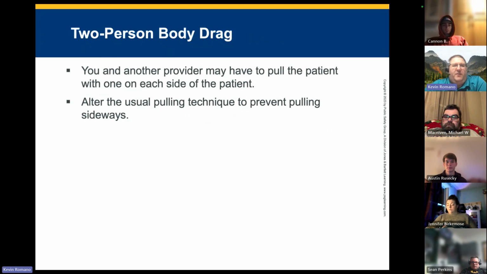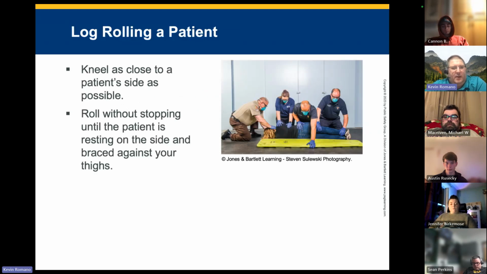All right. So 2-person body drag. So another person or you and another provider may also have the ability to pull the patient with one on each side of the patient pulling. It definitely makes life a little bit easier. Alter the usual pulling technique to prevent pulling sideways. The one thing that, for me, I'm 6'4", so if I'm with someone who's like 5'10", as a provider, it makes it difficult to lift as well because I'm so much taller than they are. So it's easy if you have people the same height as well when you're doing stuff like that.